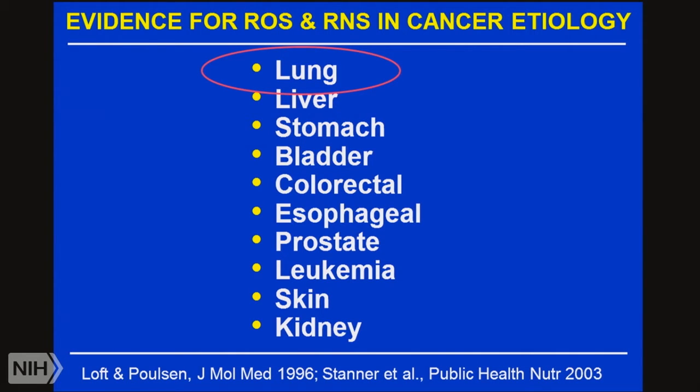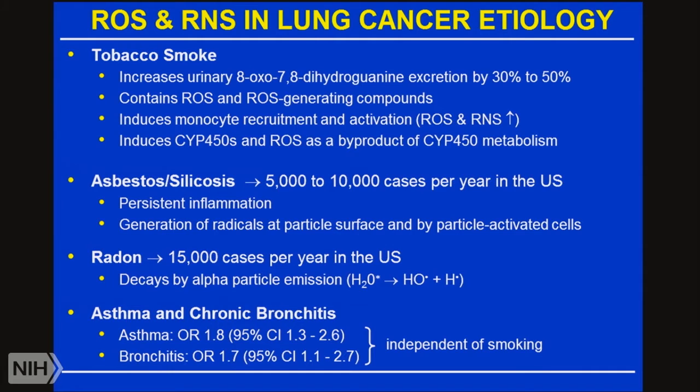What is the evidence that certain cancers are really linked to oxygen radical production, oxidative stress? It's strong for lung cancer. And there's lots of information. When you analyze urine samples, you can look at DNA damage products, and you see they're increased in urine samples from smokers.